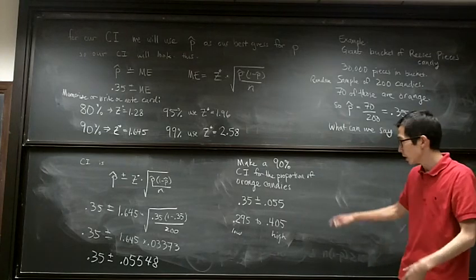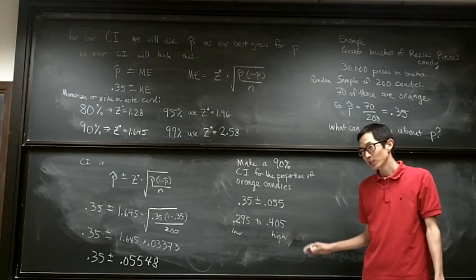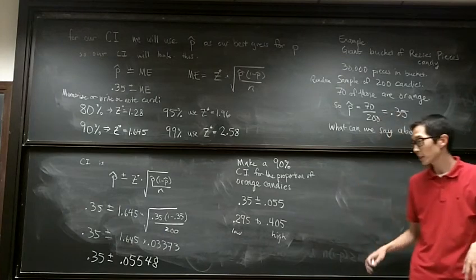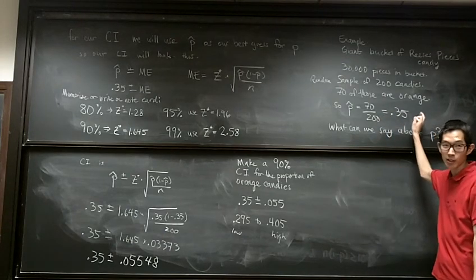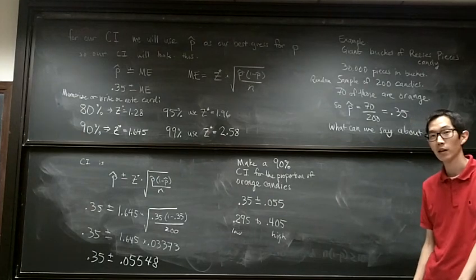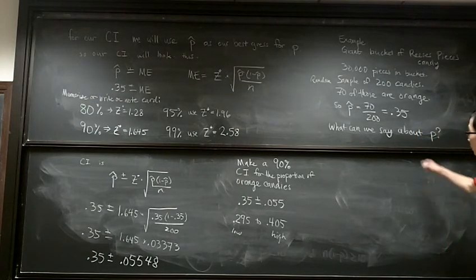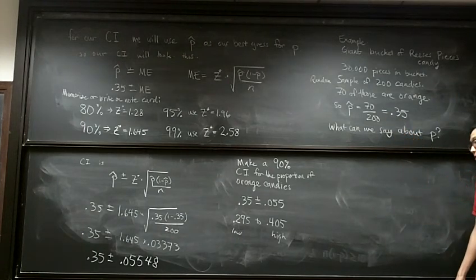It's not a confidence interval for the proportion in my sample. It's not a confidence interval for future samples. It's a confidence interval for the proportion in the population, which is my bucket. Yes? I'm just asking, so we don't do anything with the 70, you just have to use it to get the 35%? The 70 went into the calculation of 35%. But then you don't need it for the rest. You don't need it for the rest.